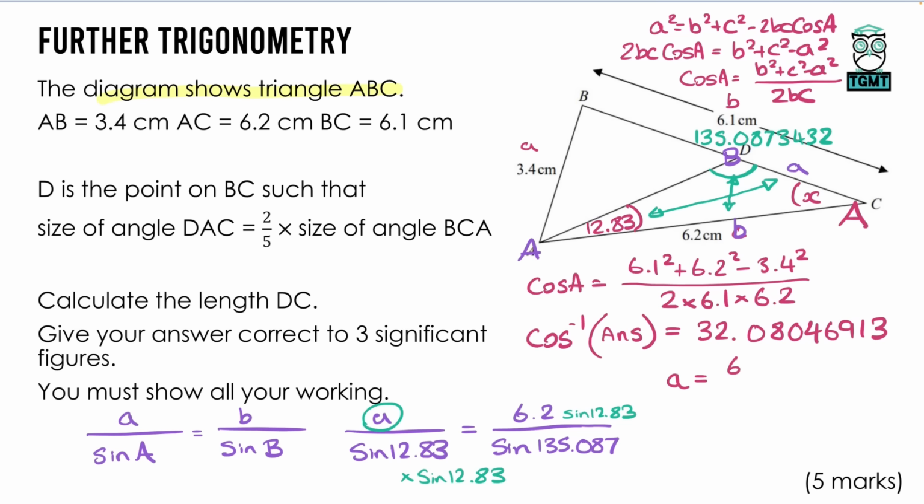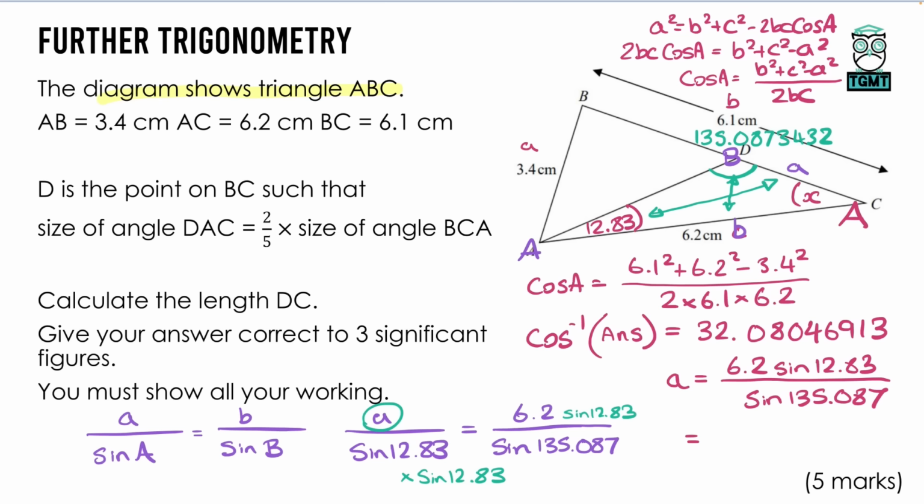So A is equal to 6.2 sine 12.83 over sine of 135.087. And if we type that into our calculator, let's see what we get. So 6.2, hopefully you've written the full numbers down for this, so you can type the full number back in, just to make sure you don't get any rounding errors, or at least a good few decimal places beyond what we have been asked to round our final answer to.